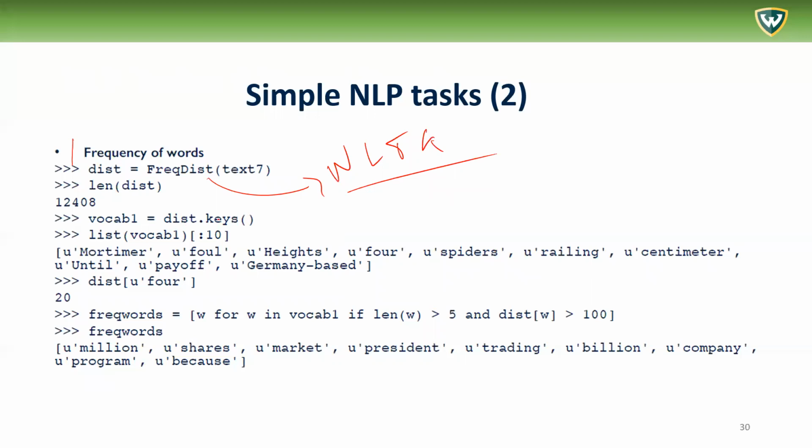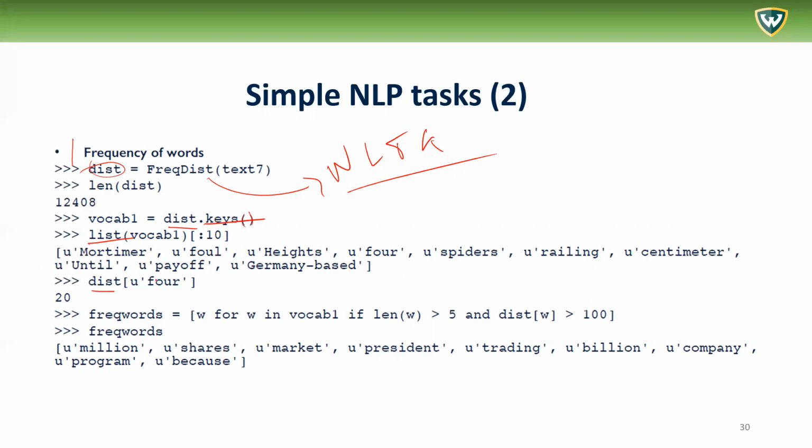You can get the keys of this distribution. Dist is the frequency distribution that we apply to text 7. And then we can list. This is another function. Every time we see a word with parentheses, we're talking about functions. So list vocabulary 1, so list the keys of this distribution, which look to be the tokens. But we only list up to the first 10, 0 through 9. And that prints out the list of the vocabulary, the tokens from 0 to 9 of this frequency distribution.